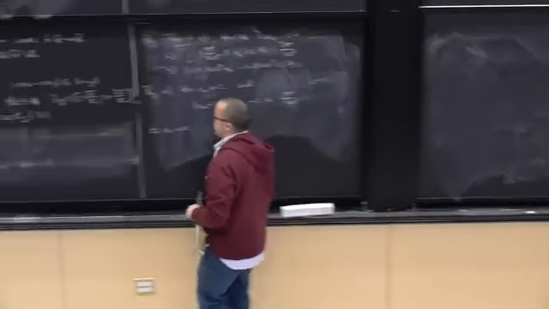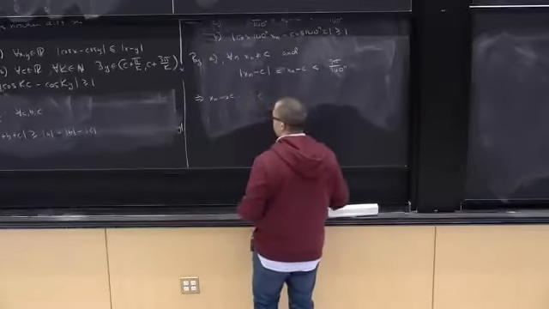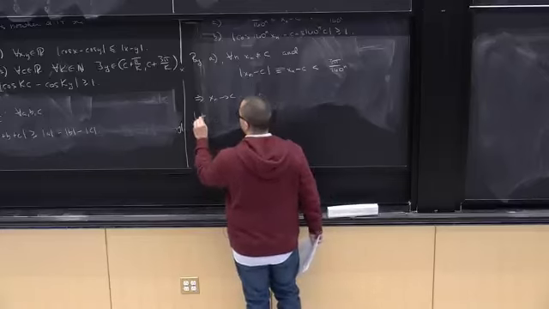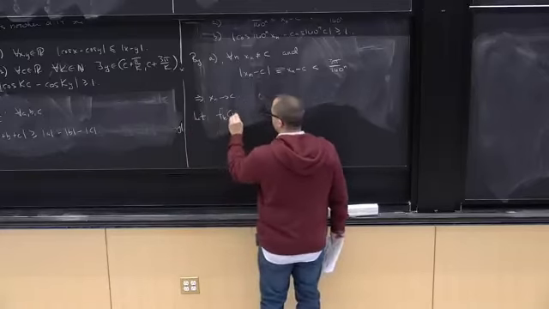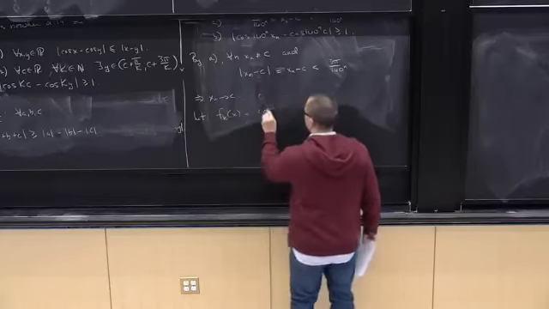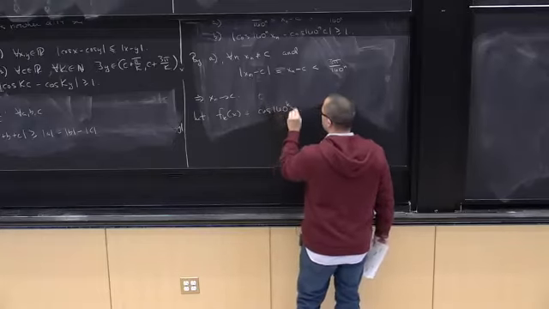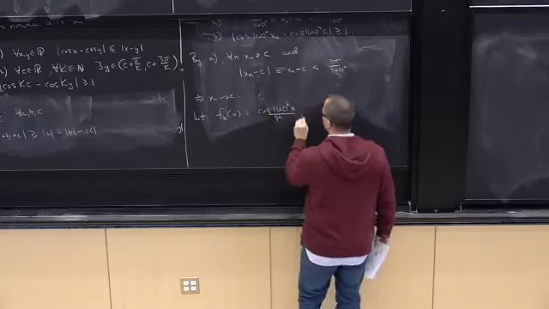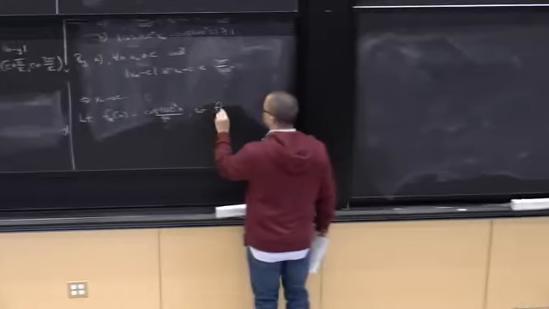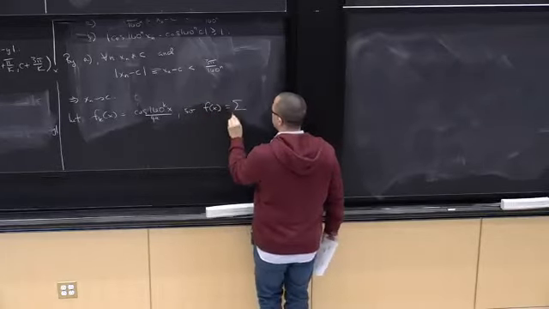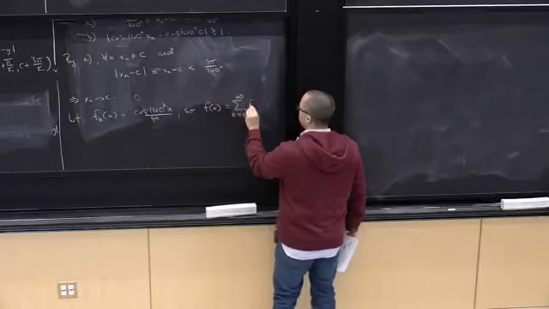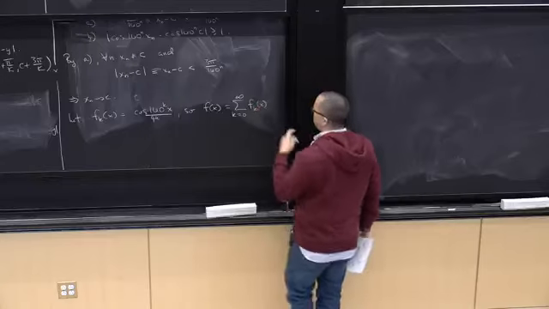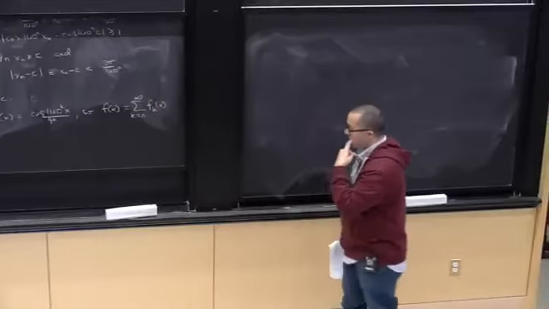Now, to lessen the number of times I have to write cosine 160k, let f k of x be cosine 160k x over 4 to the k. So f of x is equal to the sum from k equals 0 of f k of x. All right?